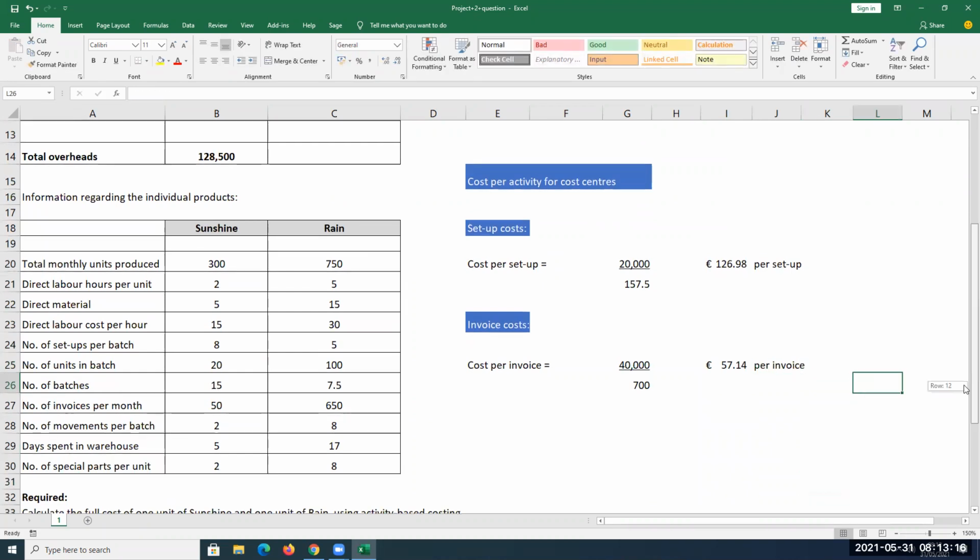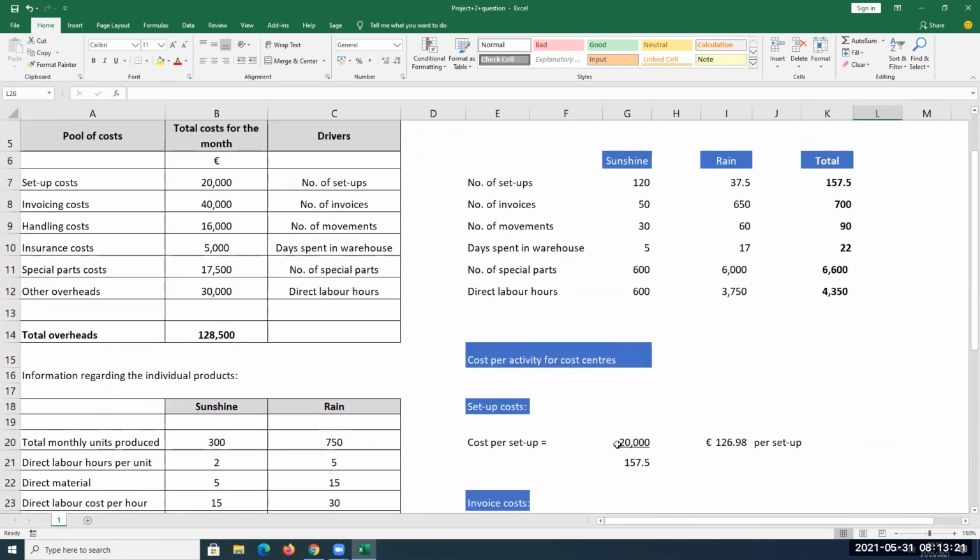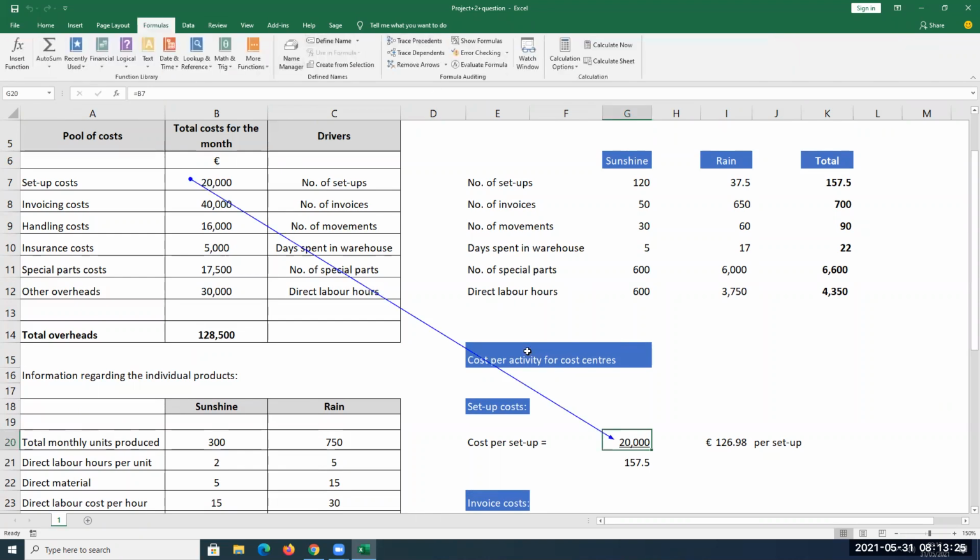As I told you, if you later don't know how I calculated these figures, you can click here, go to formula. It will show you this figure is from that table and this figure is from my calculation. So the invoicing cost per invoice I calculated is 57.14. Now next, handling cost.